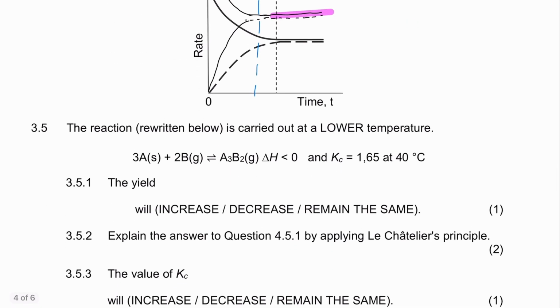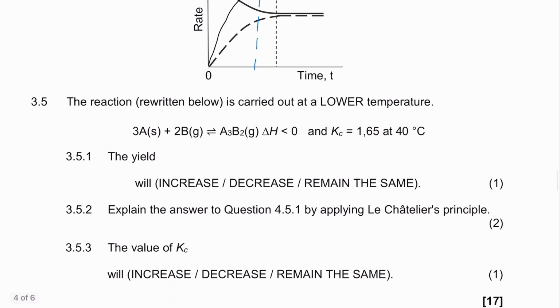Question 3.5, the reaction rewritten below is carried out at a lower temperature. Okay, they want to know what happens to the yield. If we decrease the temperature, according to Le Chatelier's principle, that favors the exothermic reaction. Now if you look at the delta H here, that means it is exothermic. So the forward reaction is favored.